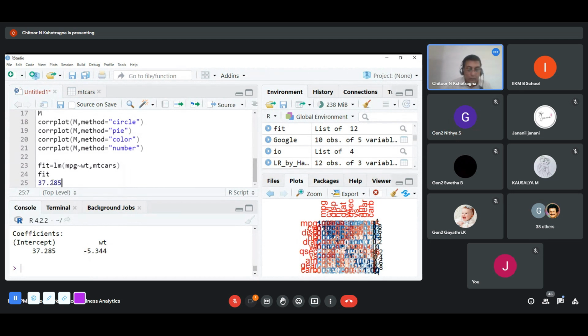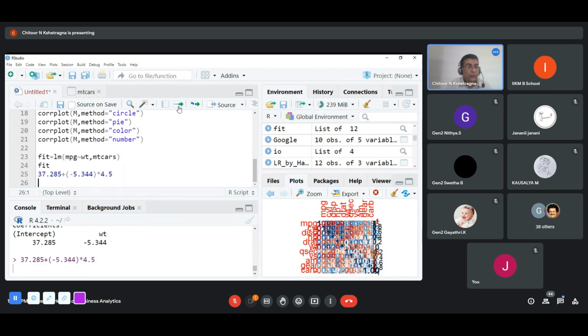37.285 plus a bracket where you have a, because it's a minus number, that's why we're using a bracket, minus 5.34444. Let's say if my new car is going to be weighing 4.5 lbs, what will the mileage I will get? This is what we're trying to find. This is a prediction. See how easy we can do a prediction. It gives me a mileage of 13.2.